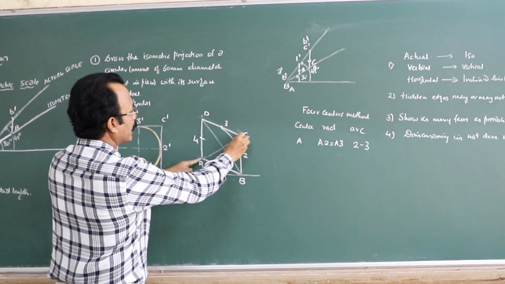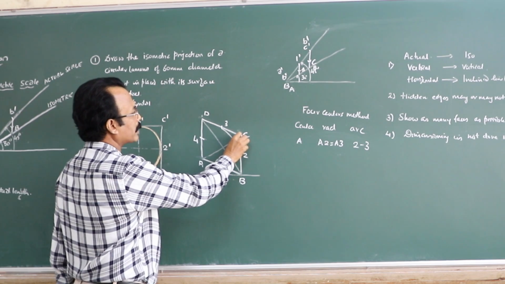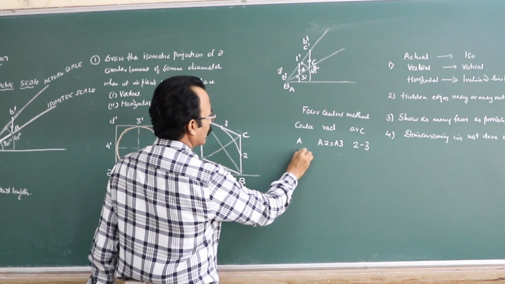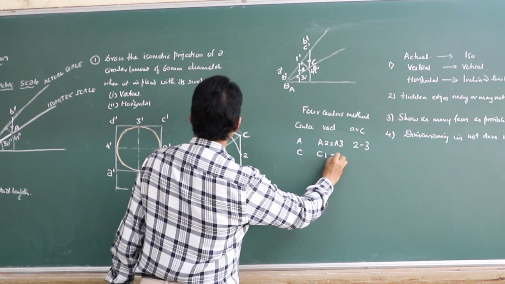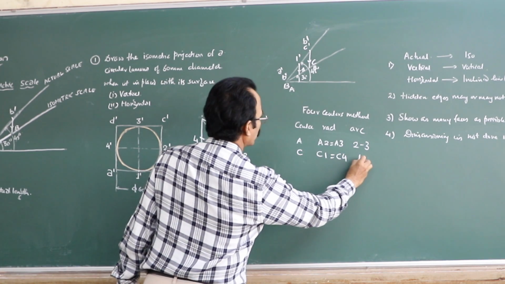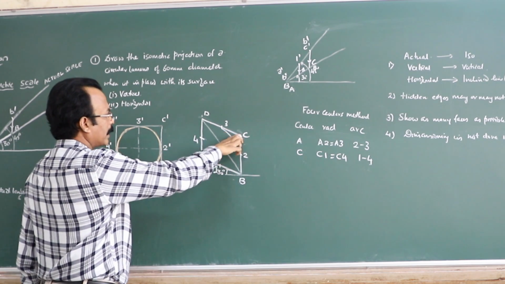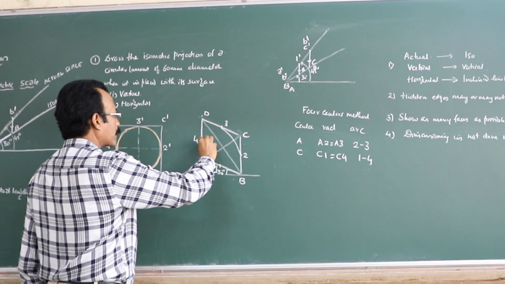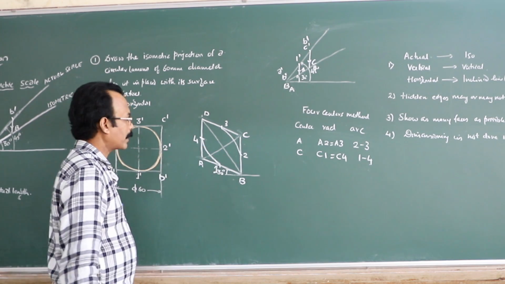Now shift the center to the other end of the shorter diagonal. So C is the other end of the shorter diagonal. So take C as the center, C1, which is equal to C4, draw the arc 1, 4. With C center, C1 or C4, draw the next curve, arc, right.